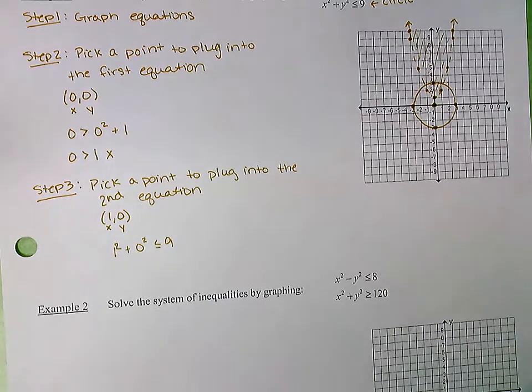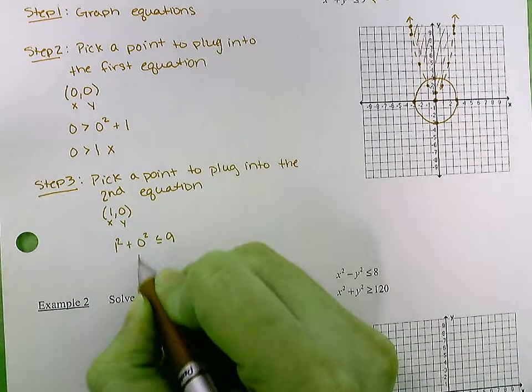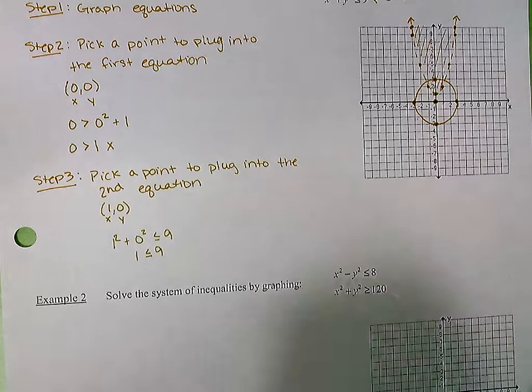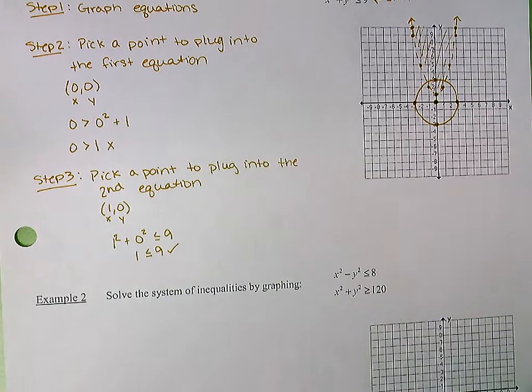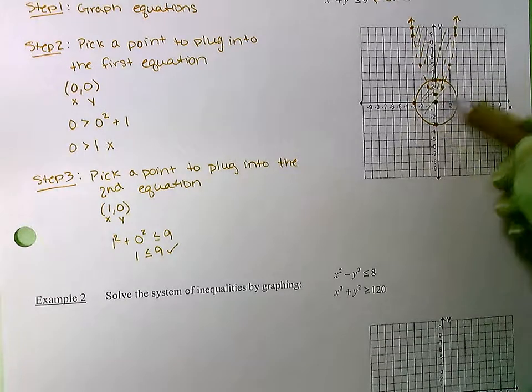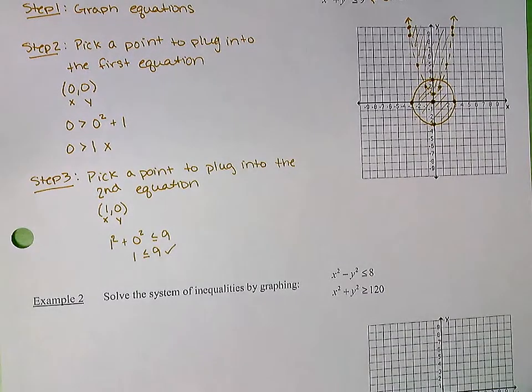Why can't you use 0, 0? You could. I'm just choosing a different point. So I have 1 is less than or equal to 9. Is that a true statement? Yes. So shade everything inside our circle. And now when we're solving, shade darker, coming pretty soon.